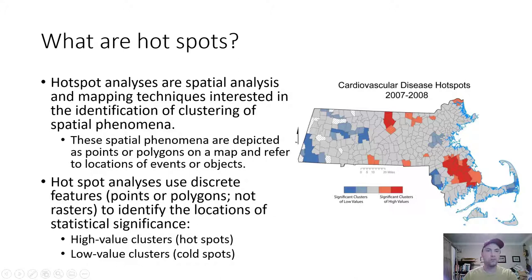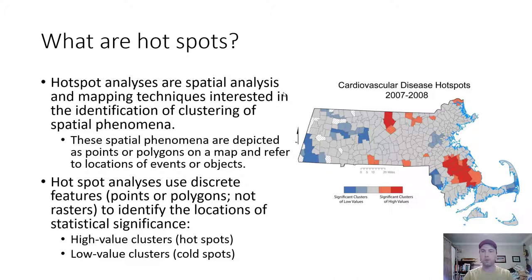So hot spot analyses use discrete features, points or polygons, not rasters, okay, to identify the locations of statistical significance. So they could be high value clusters, like I said, the red spots, or low value clusters, the blue spots. Generally speaking, we use the same symbology anytime you're doing hot spots and cold spots. Hot spots are red, cold spots are blue. And that's one of those symbology things that we consider to be intuitive, right? Just like on a topographical map, we'll say that higher elevations might be brown or white to represent the mountains or snow, and lower elevations tend to be green. We associate that with plains like grass. So again, we use hot and cold because our minds see red, we think hot; blue, we think cold.